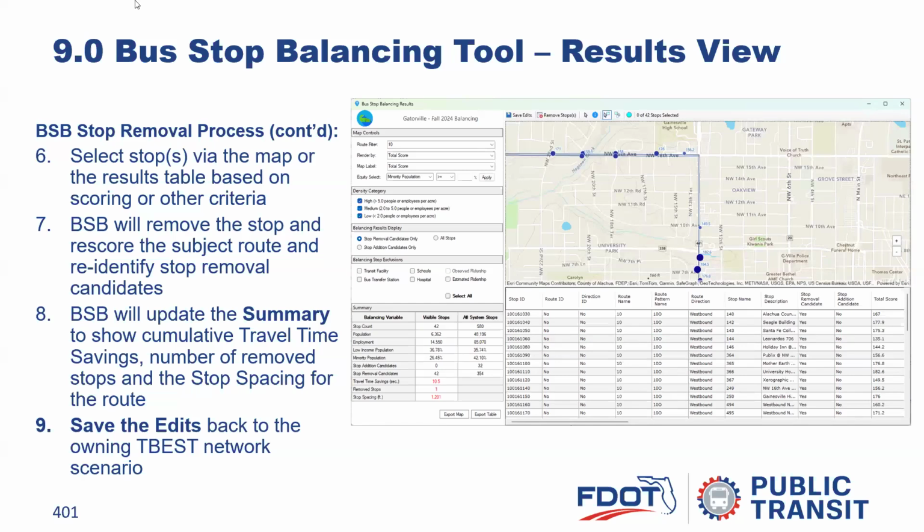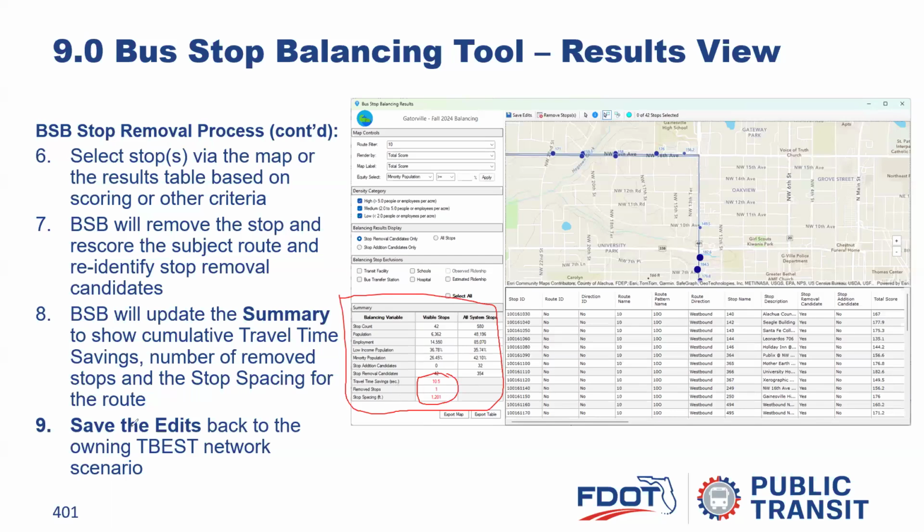So what happens when we remove a stop? It updates the summary at the bottom. So this is the bus stop balancing summary at the bottom. And so essentially it changes, right? So I'm going to show this in detail, but the travel time savings updates, the removed stops updates, and the stop spacing updates to show that, hey, we've removed stops, we have some travel time savings that's involved, and this will be cumulative. So as we continue, we'll start to see all of these change.